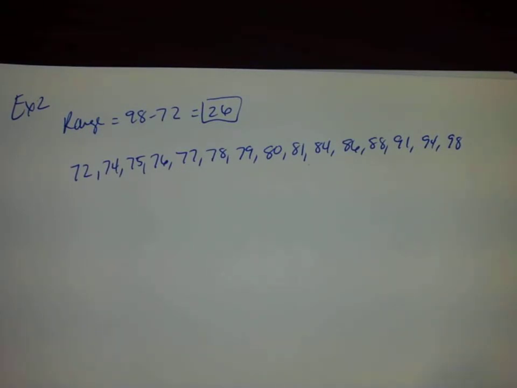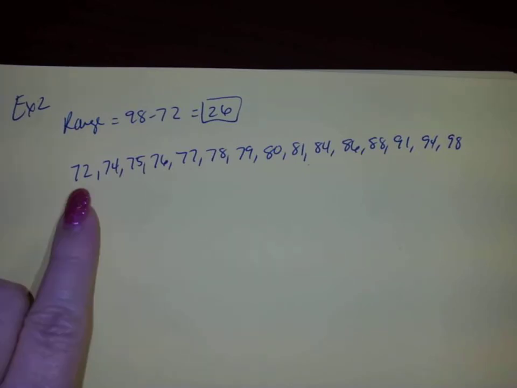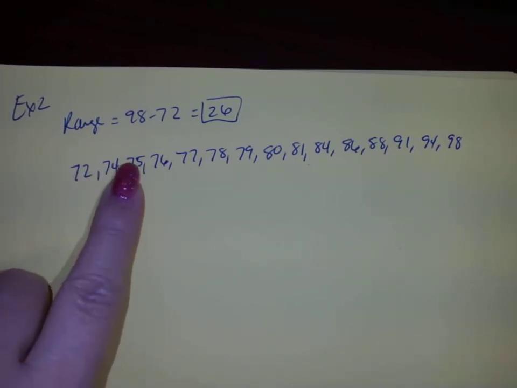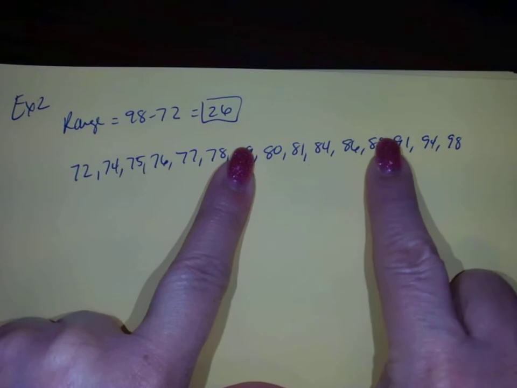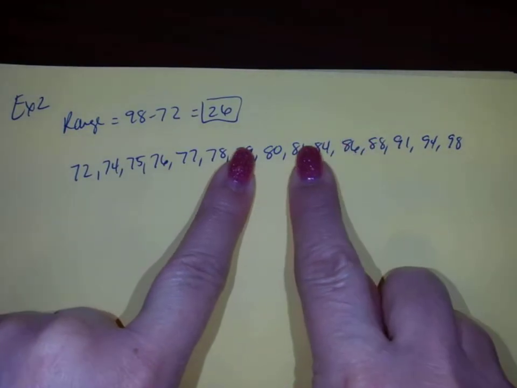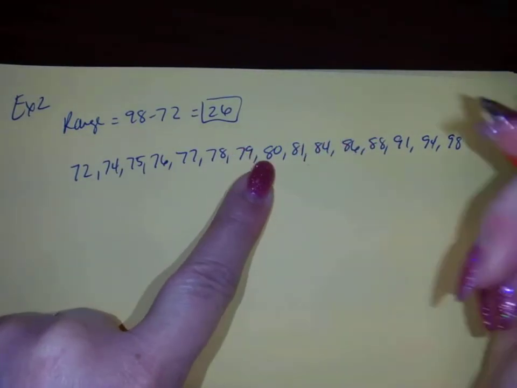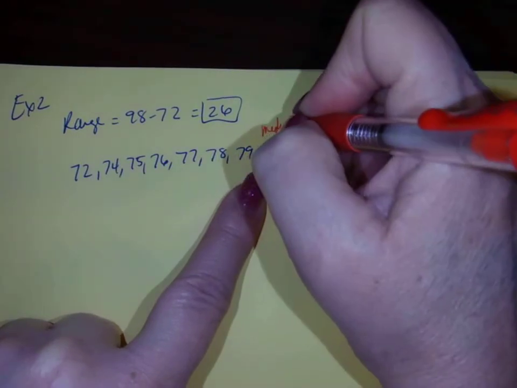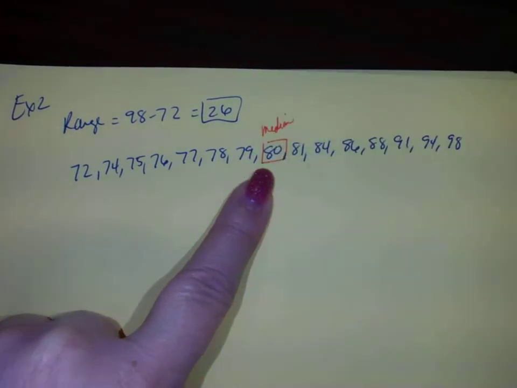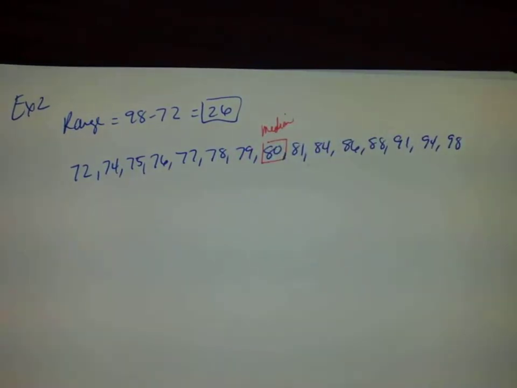All right, so 15 divided by 2 is about 7.5, right? Because 14 would be 7, 16 would be 8. All right, so 1, 2, 3, 4, 5, 6, 7. If I go there, and 1, 2, 3, 4, 5, 6, 7 on both sides, this middle number of 80, that is my median. So it's going to be the 8th number. There's 7 on either side.